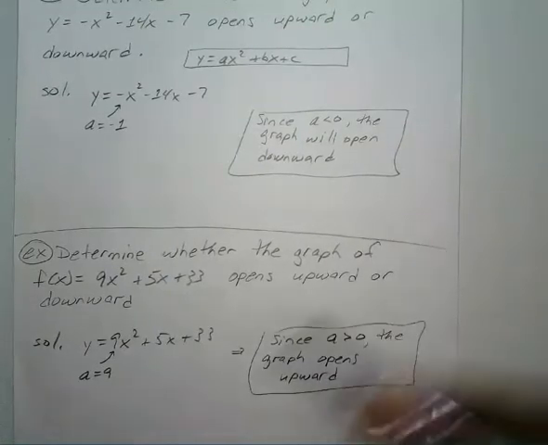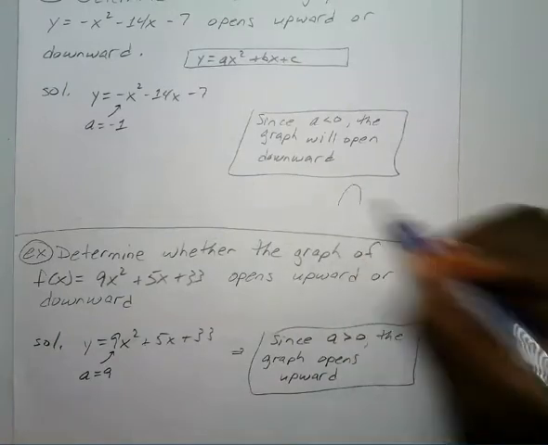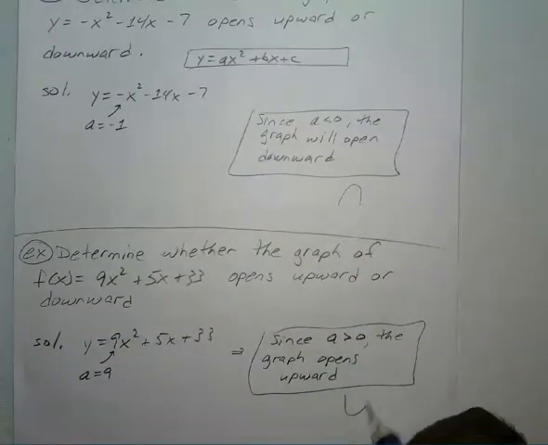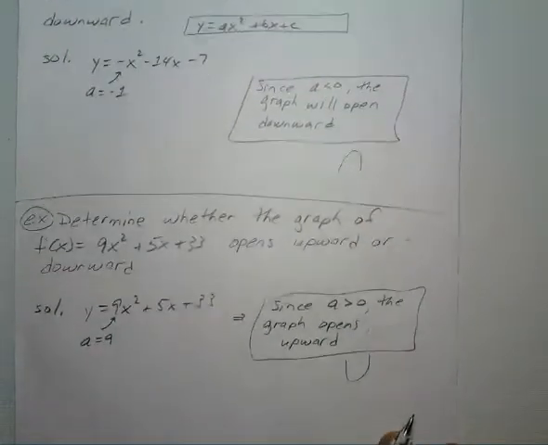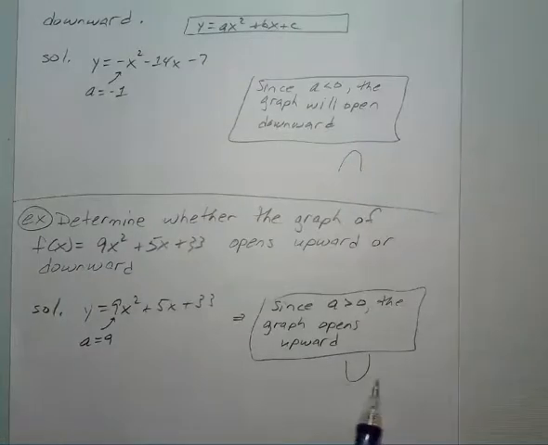Again, when the graph opens downward, it looks kind of like that. When it opens upward, it looks something like that. And again, it could be narrow or wider. We'd have to actually graph it, which is what we're going to do a little bit later in the video. Once again, if you're still writing, please feel free to press pause, but we're going to go ahead and move on to our next example.